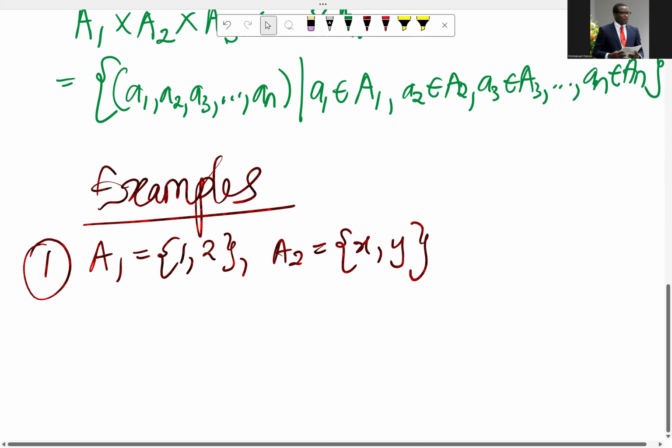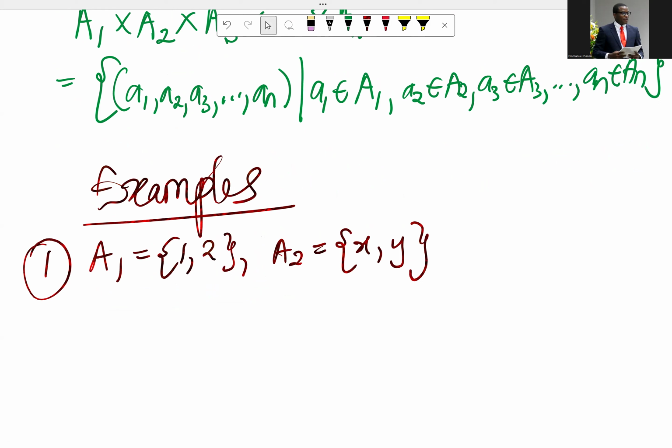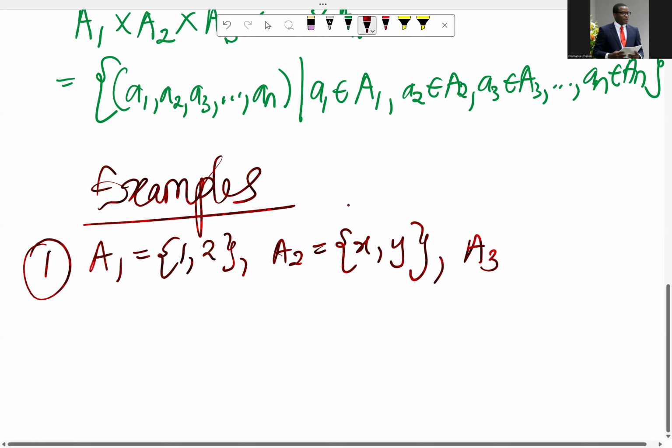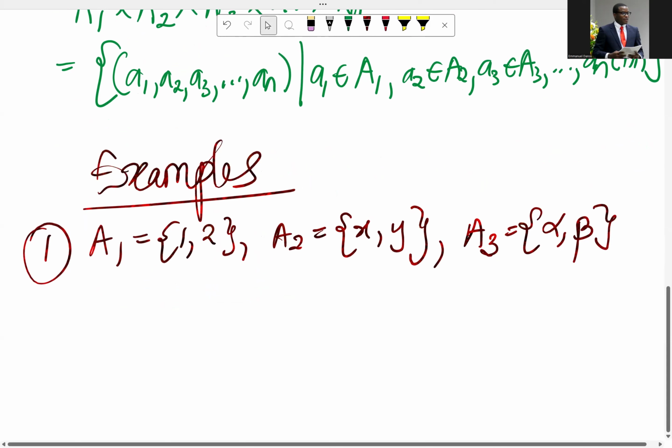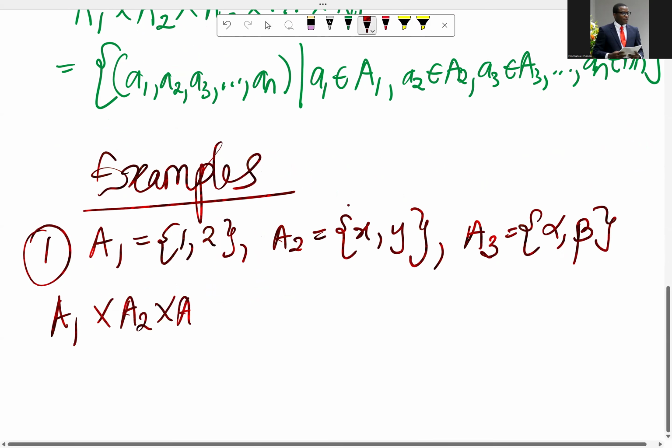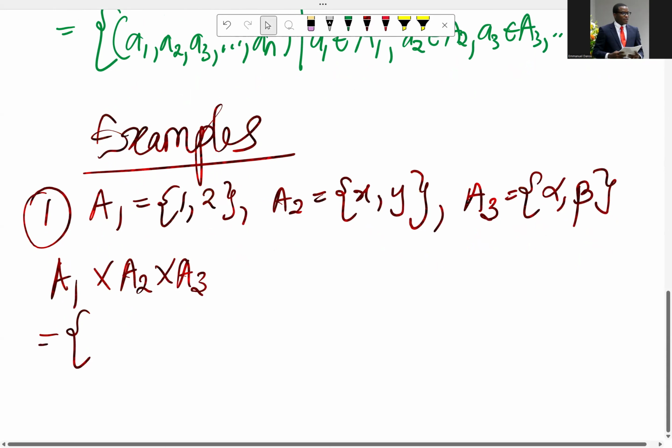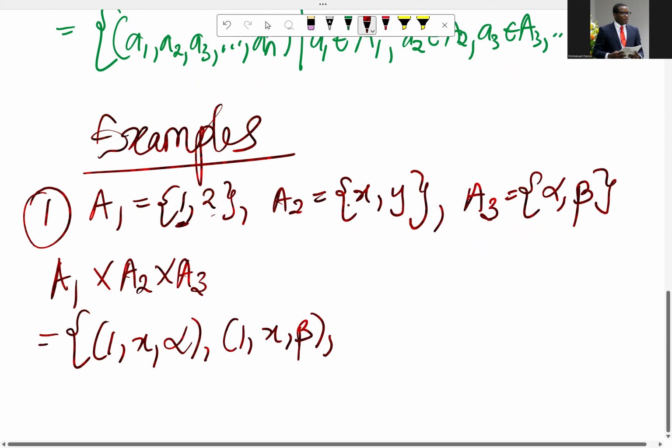So if you have this, what happens? It simply means that we have an A3 actually. A3 is alpha, beta. So A1 by A2 by A3 is going to be the collection of all possible triples. Here we are talking about triples because we have three sets. The way to go is pick one. The first triple will be one from here, then x, then alpha, then you keep the one still: (1, x, beta). Once you are done with that, you go to the next element of set A1, which is 2. So you have (2, x, alpha), and then (2, x, beta).